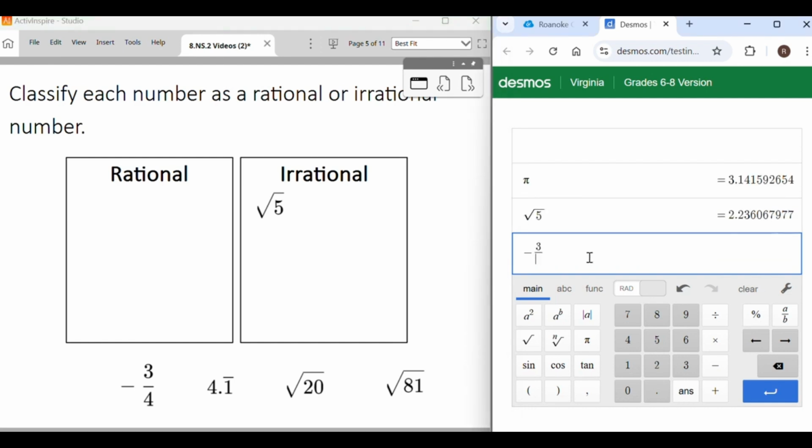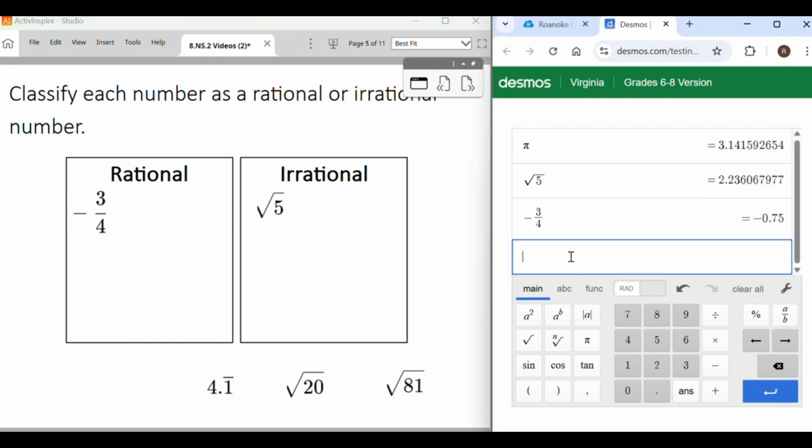Okay, so let's go to the next one. Negative 3 divided by 4. That's a decimal that stops, but most importantly, it's a fraction. So that is rational. Then we have the next one. Do you see that line over the 1? That means it's repeating 4.111111 forever, and it is never going to stop. So when you have a decimal that repeats like that, that has that repeating line on it, then you automatically know that that is rational.